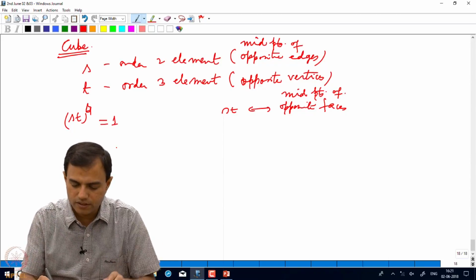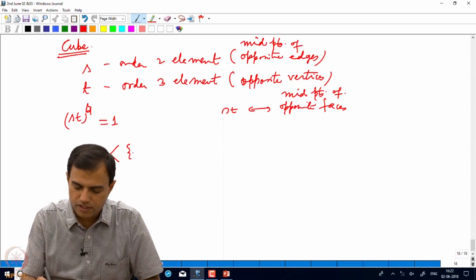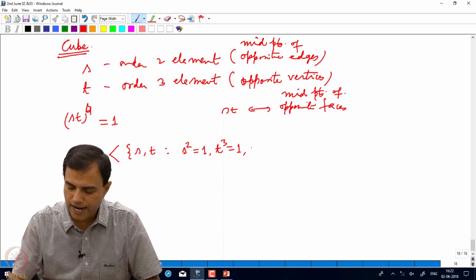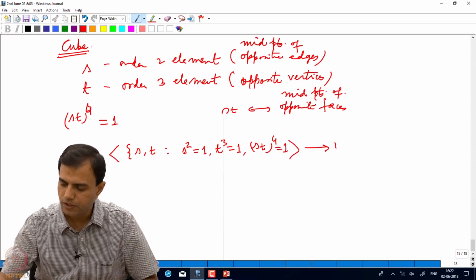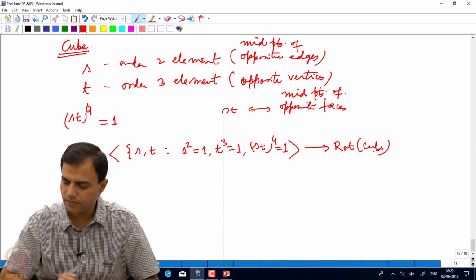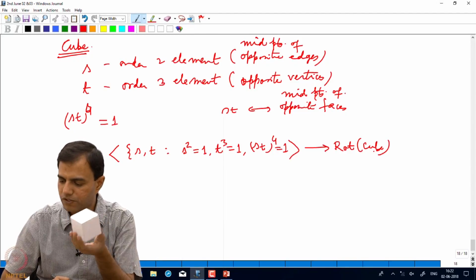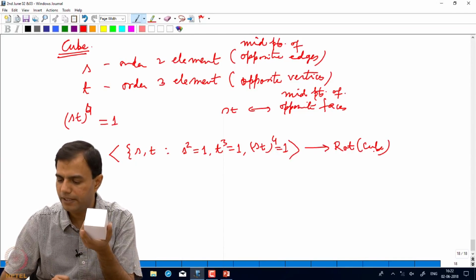And again you consider the group on 2 generators S and T, for which the relations are S square is 1, T cube is 1, and ST to the power 4 is 1. And from here to the group of rotations of the cube, you give a map. So it's not very difficult to realize here that the group of rotations of the cube has how many elements?